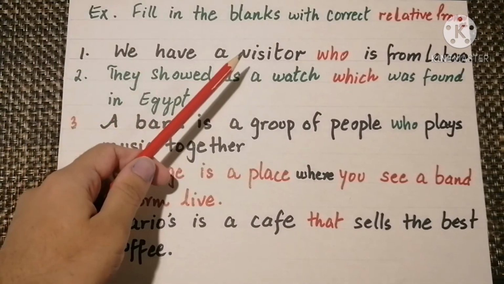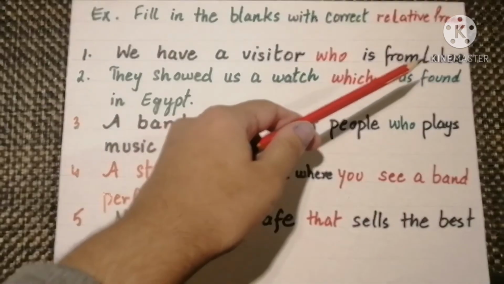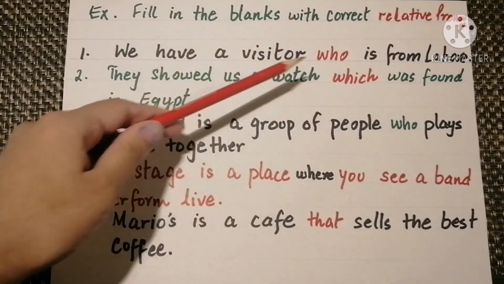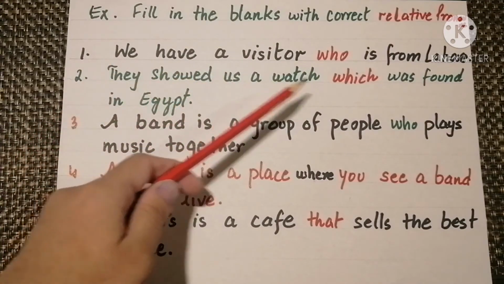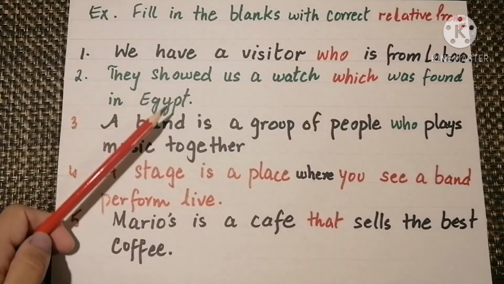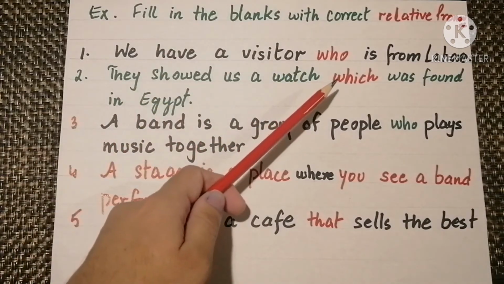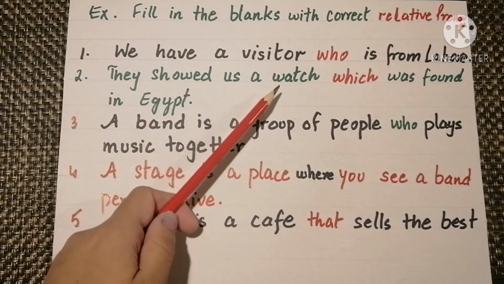We have a visitor who is from Lahore. We are using who because visitor is a person. They showed us a watch which was found in Egypt. We are using which because watch is a non-living thing.